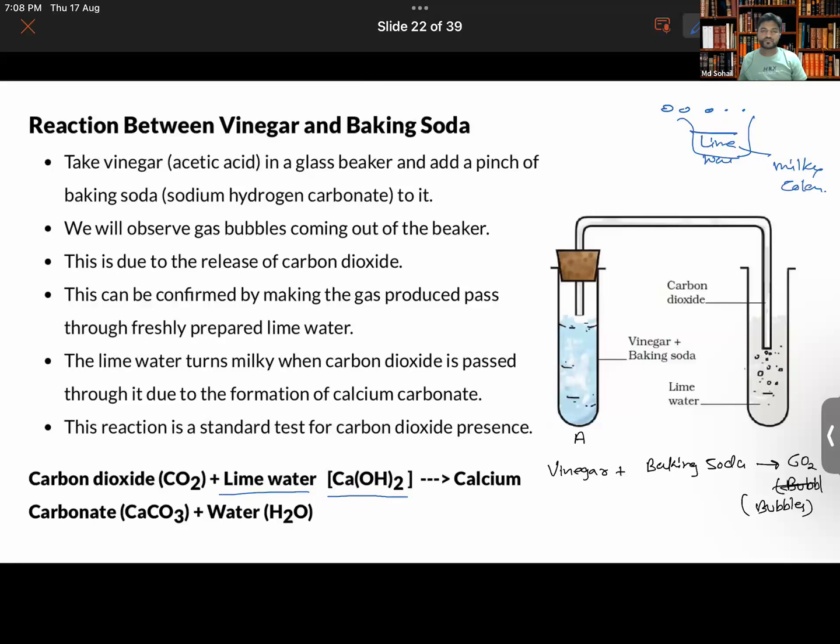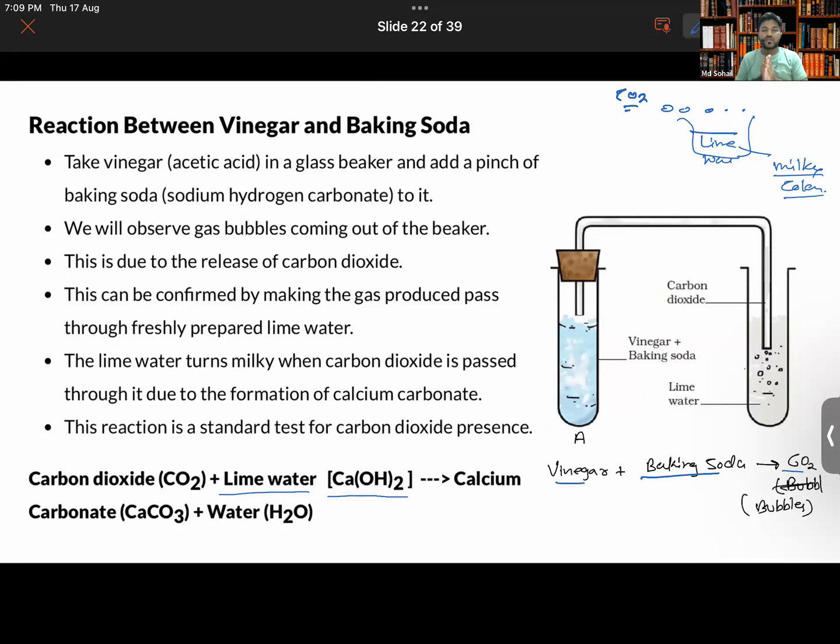Is the thing so far clear, Sundus? Yes. So far, just remember two things. First, vinegar plus baking soda will give carbon dioxide. Another thing is that when carbon dioxide gas passes over lime water, the color of the lime water changes to milky color. Two things we know so far.